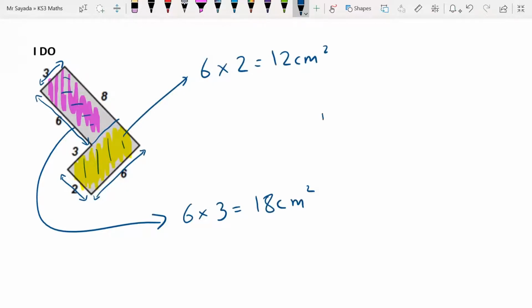So the total area of the compound shape will be 12 plus 18, which is 30 centimeters squared. So the steps I followed, I firstly split the shape into 2 separate rectangles. I found the area of each rectangle and then added together their areas.